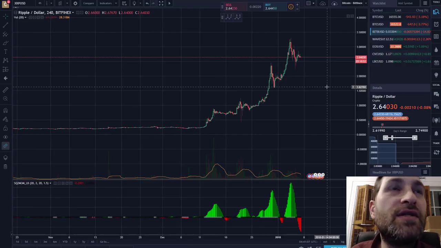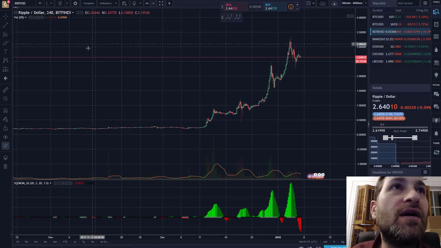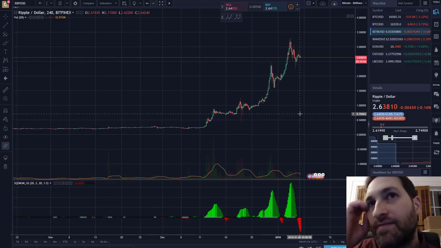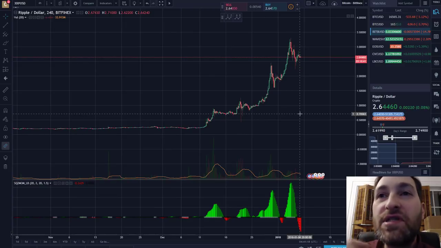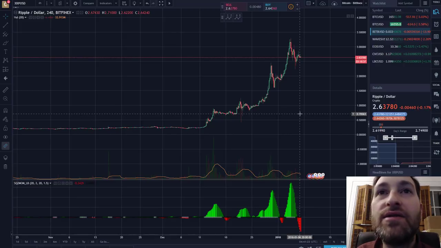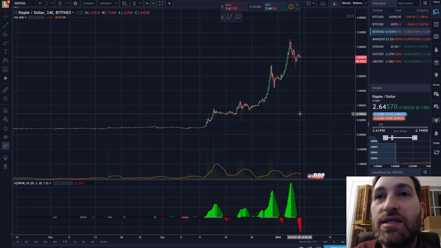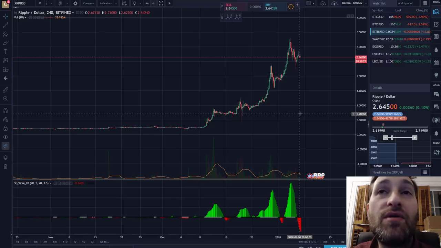All right, so this is the 2-hour chart, Ripple dollar. I believe it's Bitfinex. So it's a 2-hour chart, and at first it's really not obvious what I'm going to say, right? So if you notice, you're looking at charts a lot. One of the things I like to look at, and there's a laundry list of things that I look at, are what's called fractals.